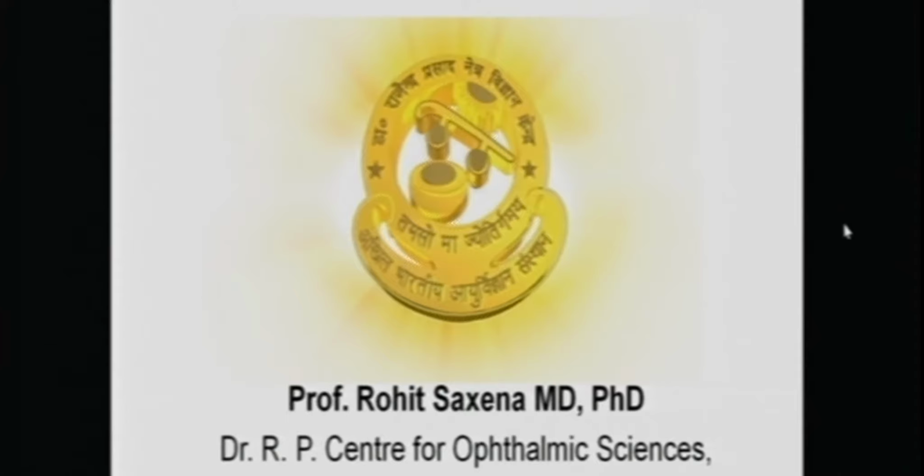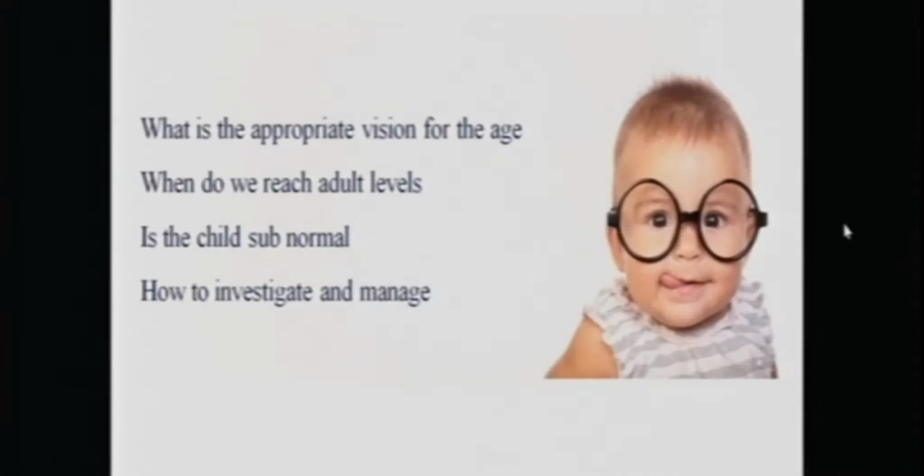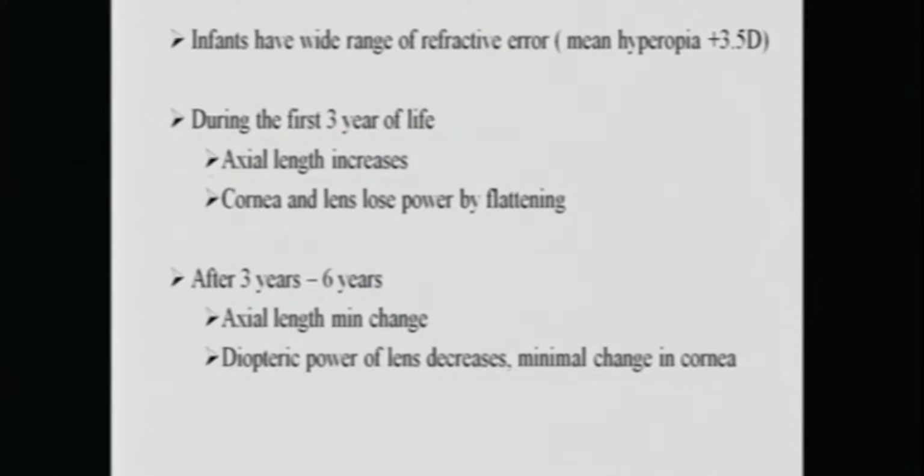So I'll be talking on refraction and prescription of glasses. The first question that we need to understand is, why do we need to know? It's important because it's essential that we understand what is the appropriate vision at any particular age. When does the child reach adult levels, so that we are able to understand whether the child's vision is subnormal or not, and if it is so, how do we investigate and manage it?